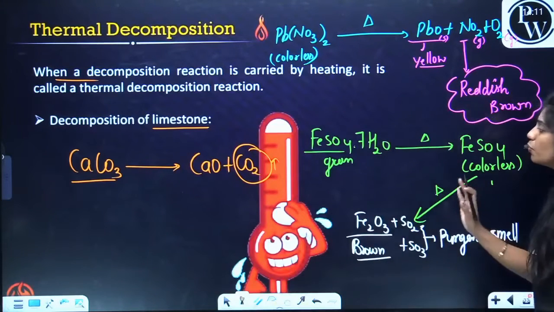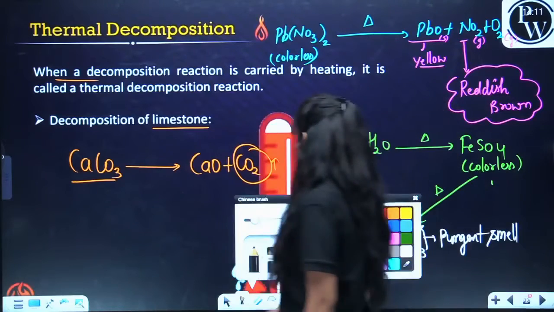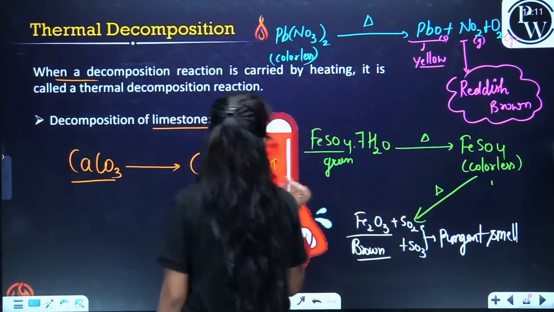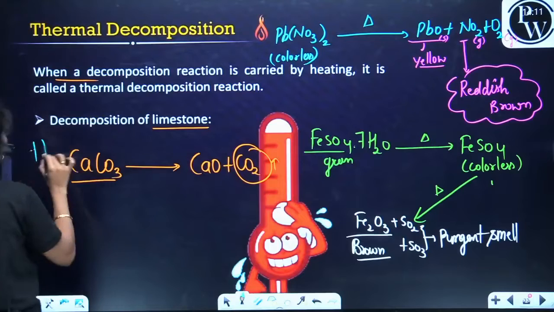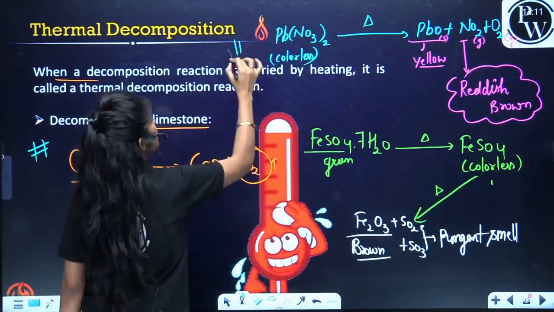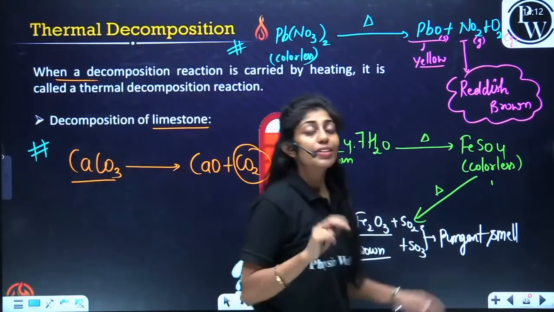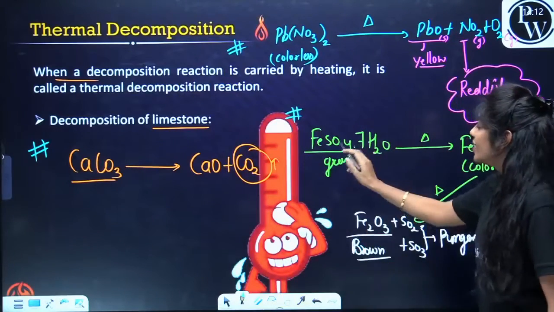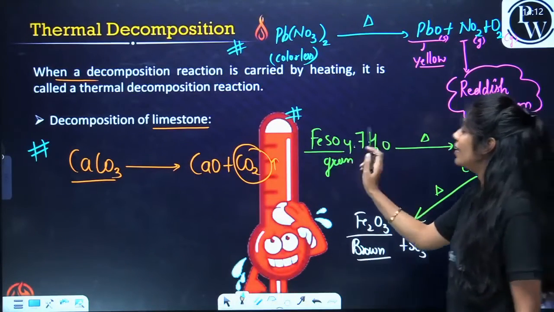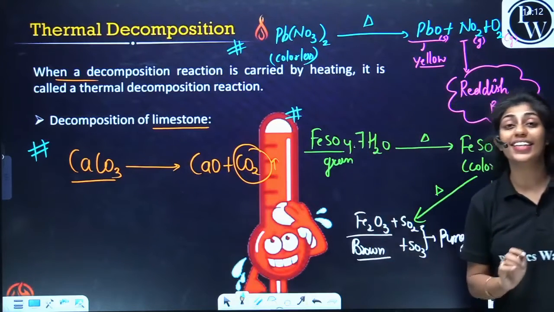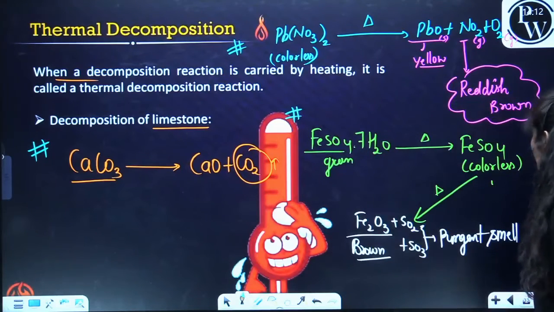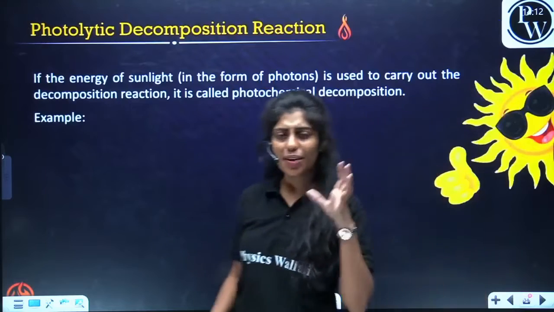So are we good with these three reactions? Very much important from the paper point of view. One, thermal decomposition of calcium carbonate; two, thermal decomposition of ferrous sulfate; three, thermal decomposition of lead nitrate, and the corresponding changes in color. That was very much interesting.